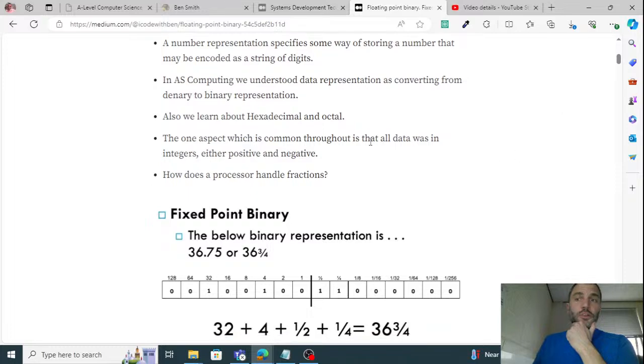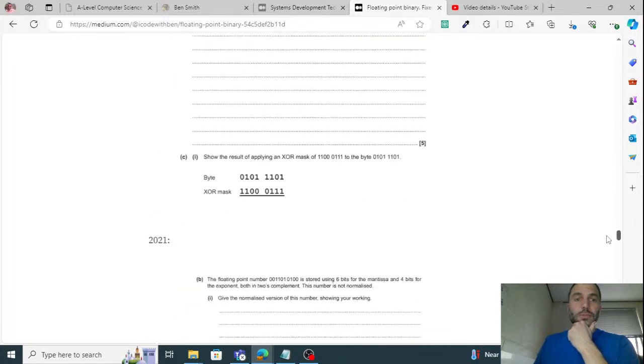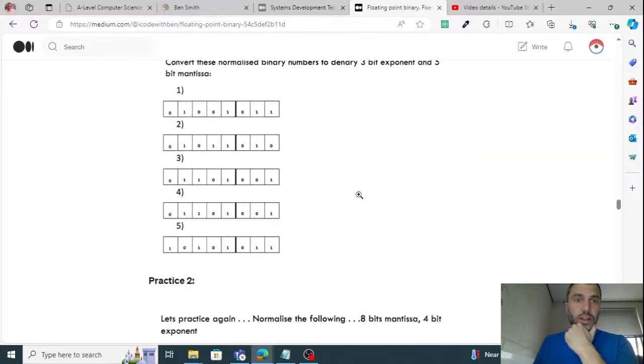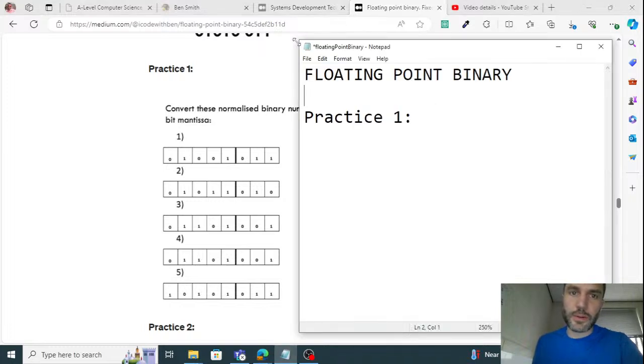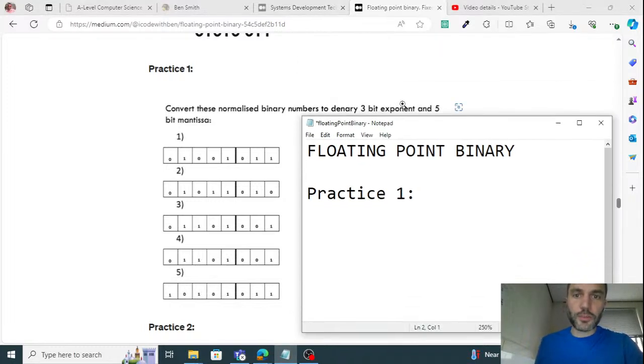So the first point is practice 1, and in this one you need to convert these normalized numbers. So these binary numbers are normalized. How do we know? Because there's either a 1 or a 0 or 0 or 1. If it was a 0 or 0 or a 1 or 1 as the most significant bits, then it would not be normalized, but these are normalized. Convert them to denary. 3-bit exponent, 5-bit mantissa.